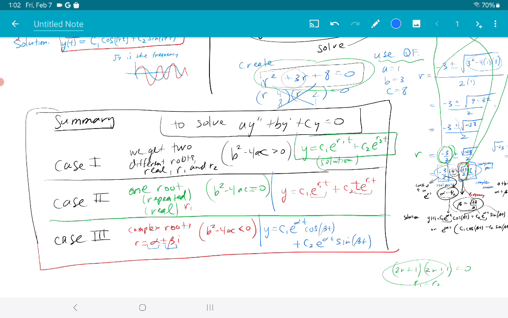That's the general solution when that happens. Okay, if you get a real part and an imaginary part, the real part becomes part of the e. The imaginary part gives you the frequency inside of a sine and cosine. All right, good. So that's all the cases.